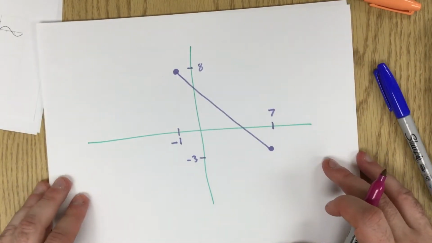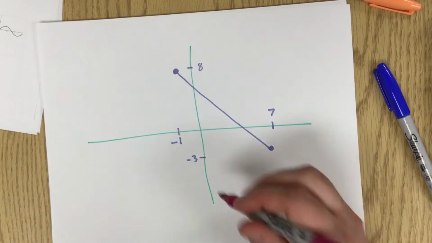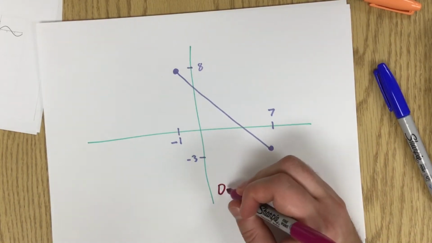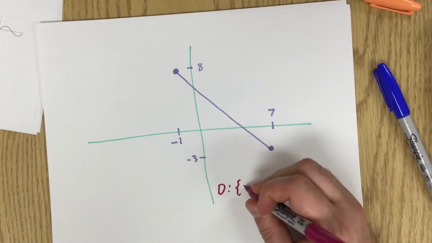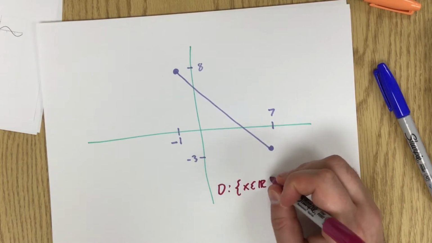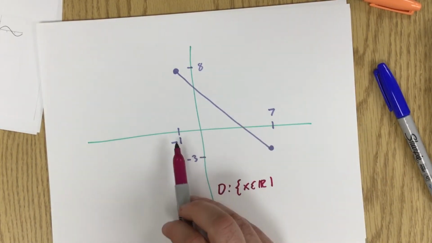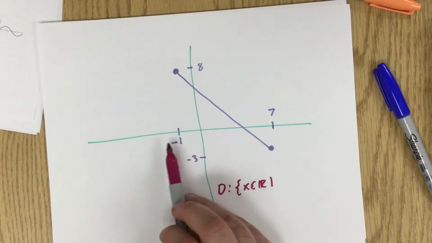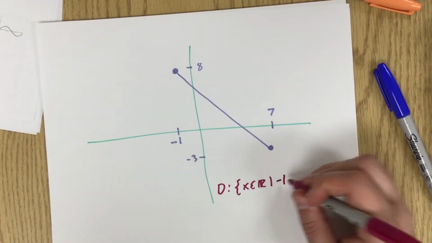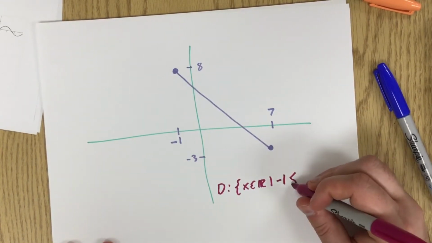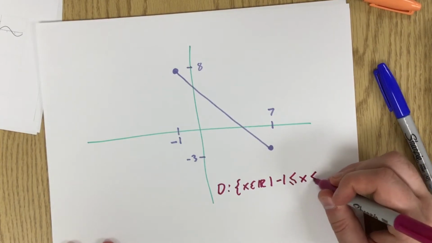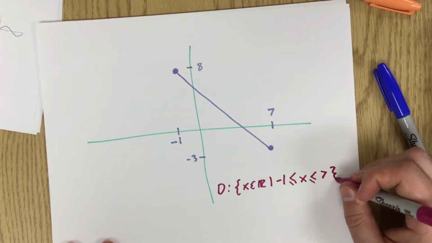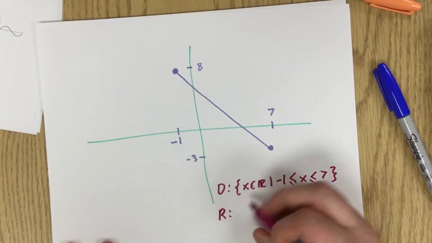This is an in-betweener thing. So the domain, x is an element of real numbers. Now we see that the x goes from -1 to 7, from -1 to 7. And so the way we write that is -1 is less than or equal to x, which is less than or equal to 7.